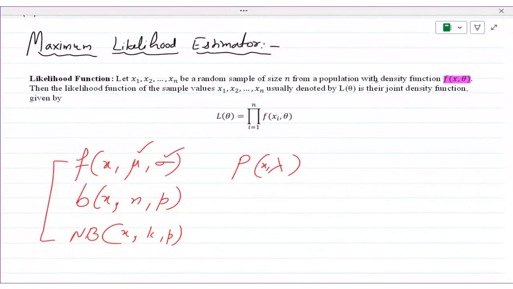And if the density function is f of x comma theta, then the likelihood function of the sample values x1, x2, xn is usually denoted by L of theta. So likelihood function we denote by L theta. And what is it basically? It is the product of their probability density functions.